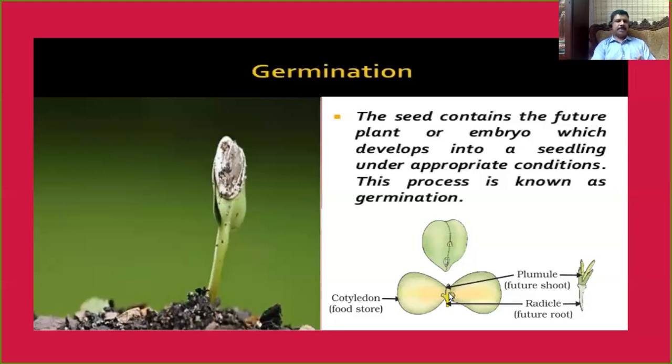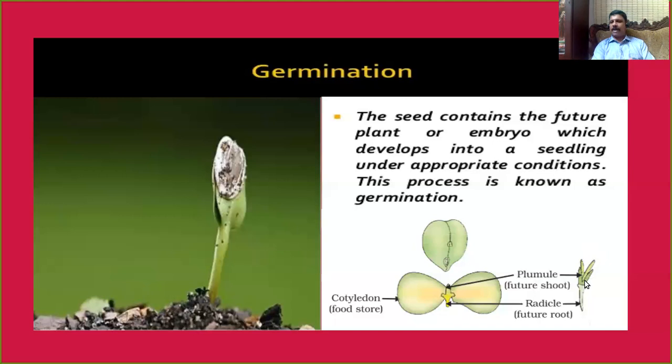Dear students, the embryo actually has two important regions, radicle and plumule. Radicle is the future root and the plumule is the future shoot. What is germination? That means the embryo is converted into a seedling. This process is called germination. As a result of germination, the radicle will give rise to the root system of the plant and the plumule will give rise to the shoot system of the plant.